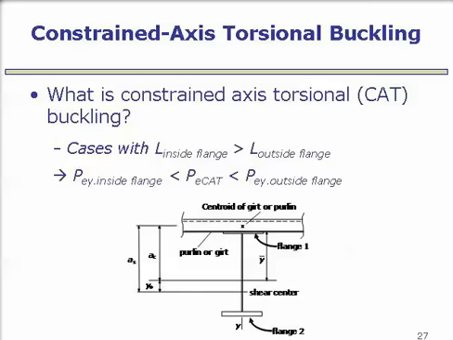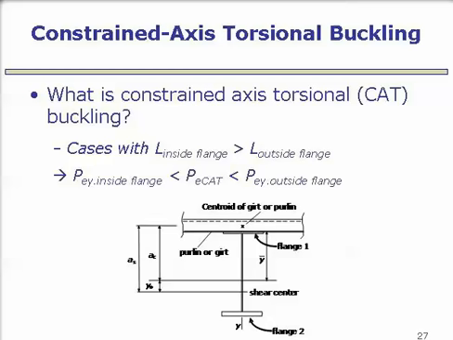All right, constrained axis torsional buckling. I think Dick already described this well. I was thinking of maybe, we call it cat buckling, so I was going to draw a little picture of a kitty cat, with his hair standing on his back or something like that. But anyway, I'll spare you the humor.